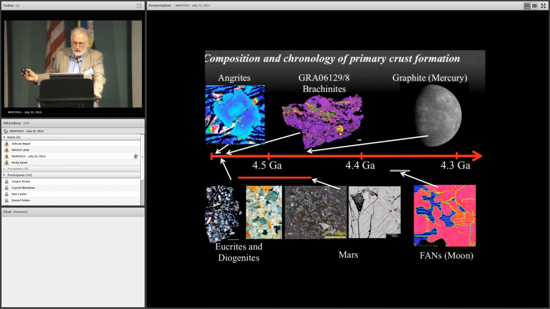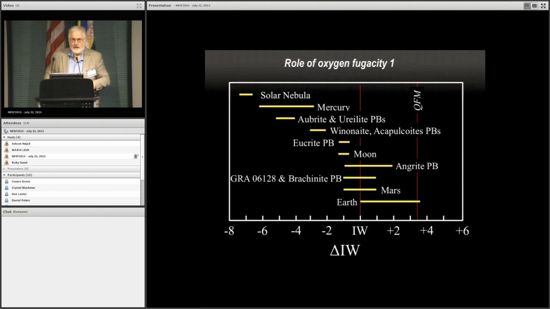And so what I'm going to do next is really look at the range of FO2s, or the degree of the amount of oxygen in these various systems. And this is reflected in, again, the oxygen fugacity. And this shows the wide range of FO2 in a lot of these bodies.